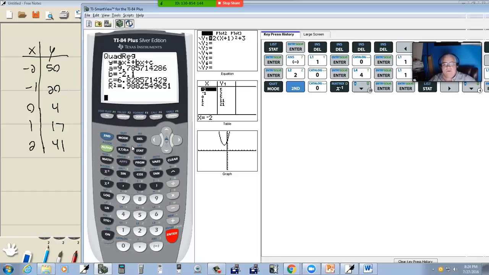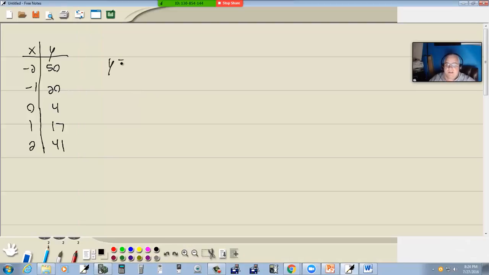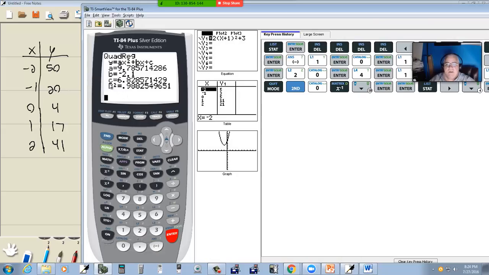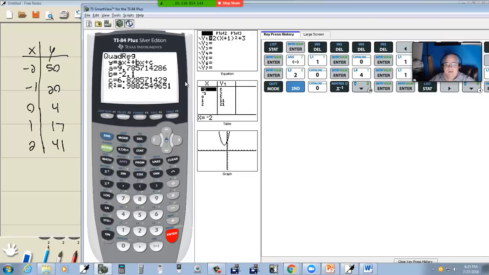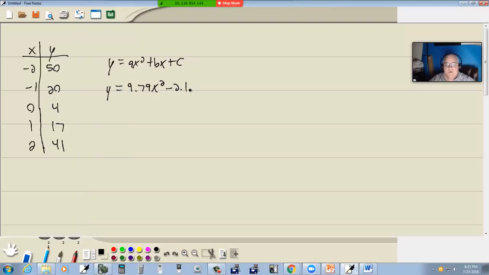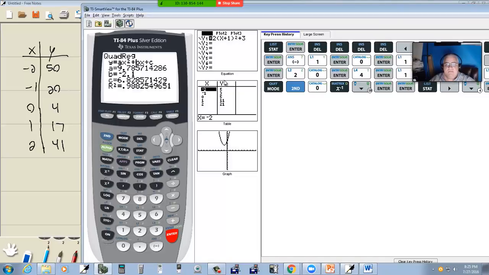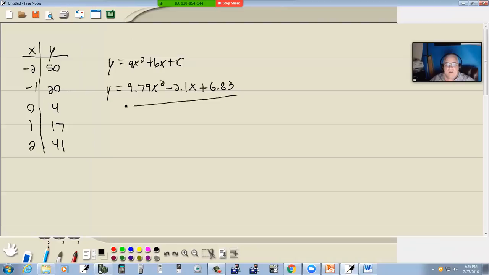So our model, what we're going to do is plug in the A, B, and C into this top equation. So top equation says y is equal to ax squared plus bx plus c. And I'll take it to 2 decimal places, but you take it to whatever they'd say. Y is equal to 9.79x squared minus 2.1x plus 6.83. And that would be our quadratic regression model. Means we could use that to do predictions.